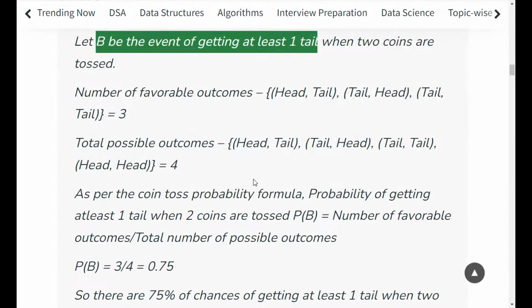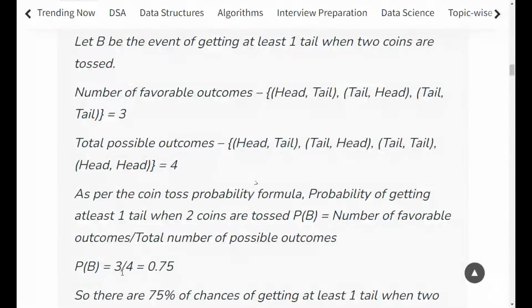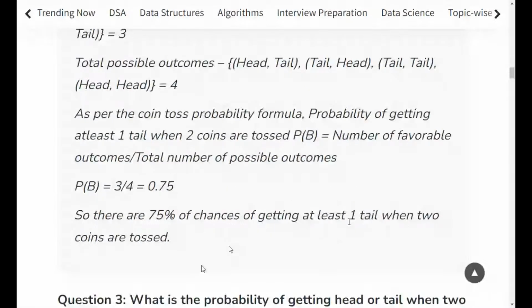of getting at least one tail, and this P is for probability. Number of favorable outcomes, how many? 3, having at least one tail, divided by total number of outcomes, so it will be 4. 3 by 4 will make it 75%. 75% chance of getting at least one tail when 2 coins are tossed.